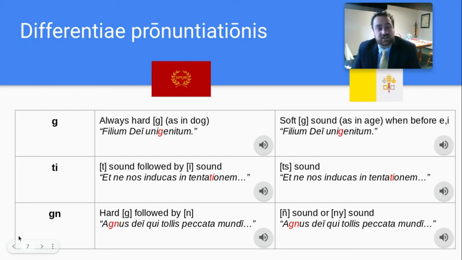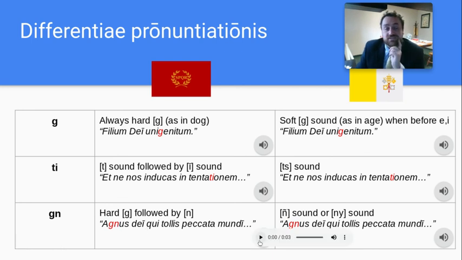And then the last one, GN. So G makes a G sound in classical Latin, and the N obviously makes an N sound. And so if you had a G and an N, you'd have to say both of those sounds separately. Agnus Dei qui tollis peccata mundi. So Agnus Dei qui tollis peccata mundi. So notice that this was tollis.